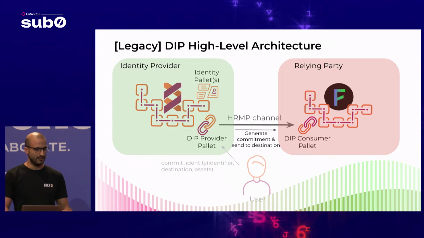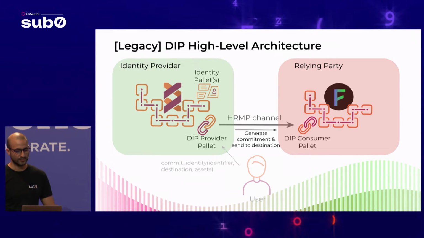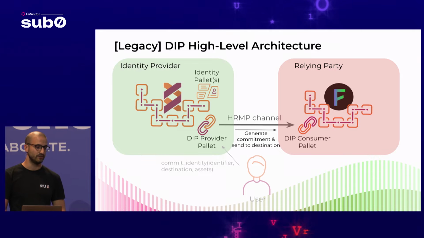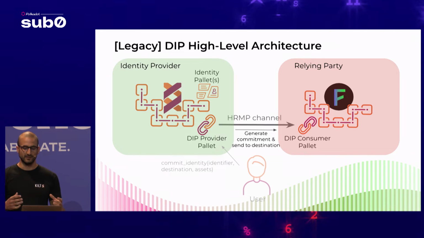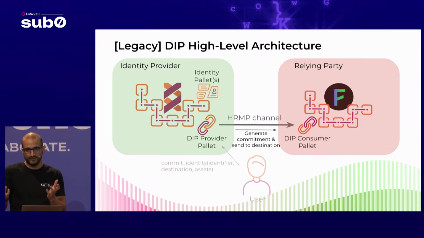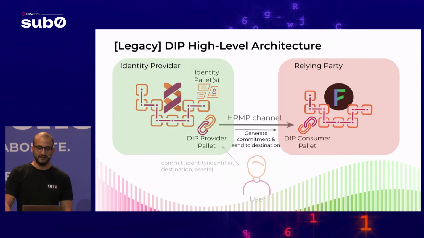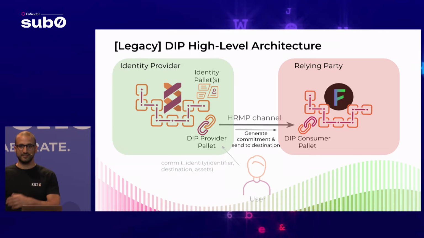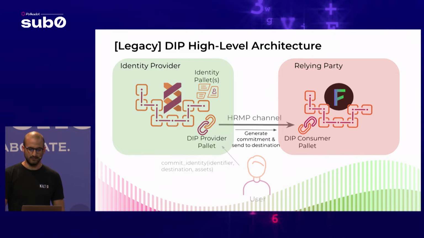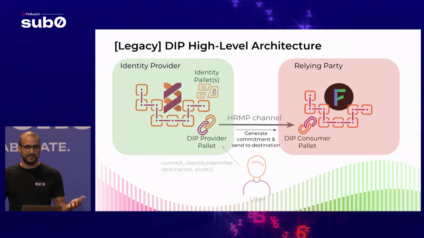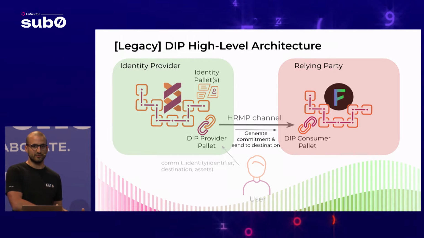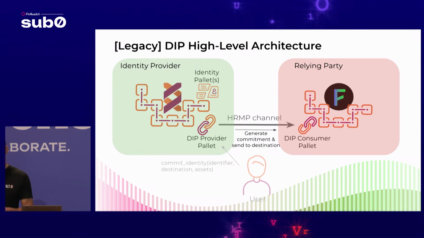And then, of course, there's a pallet on the provider chain, which takes care of aggregating all the different identity pieces of a user, again, depending on what concept of identity the source chain has, and then bundles it into an XCM message, sends it to the destination, and pays for the fees that the user has specified.